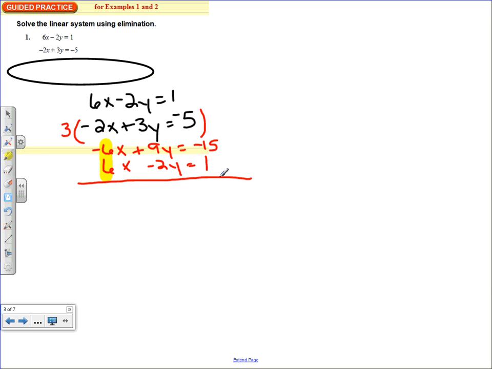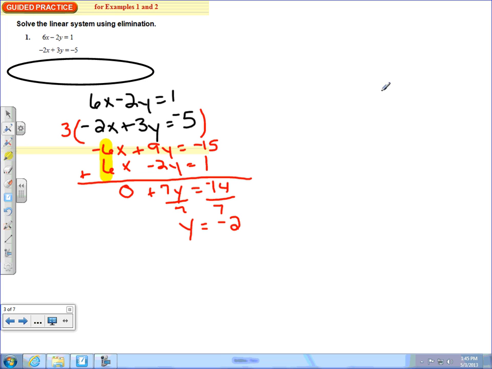So if we go to combine these, negative 15 and 1 would be negative 14. Positive 9y and negative 2y leaves us with 7y. And negative 6x and positive 6x would be our 0. We solve this by dividing both sides by 7. So the value of y is negative 2.